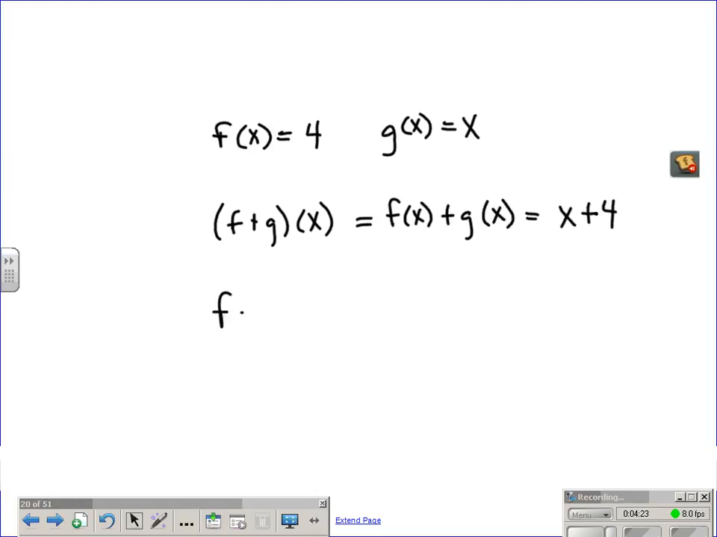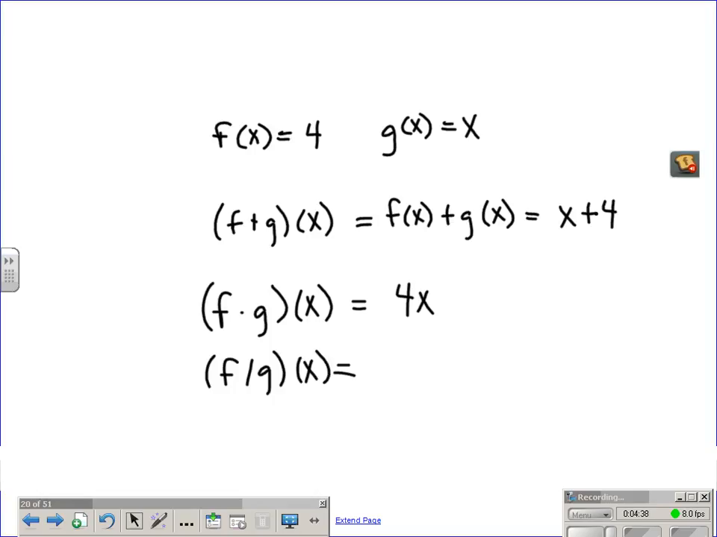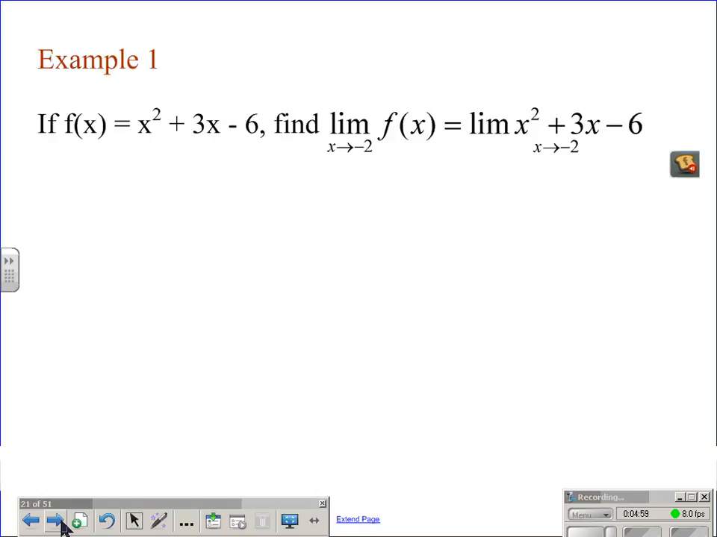Let's look at multiplication. Division is going to work the same way. If we have f times g, then that's just 4 times x. And if I have f over g of x, then that's 4 over x. And if I have the square root of f of x, then that's just going to be, in this case, the square root of 4, which would end up being a constant term. Okay, so that's a review of operations with functions.